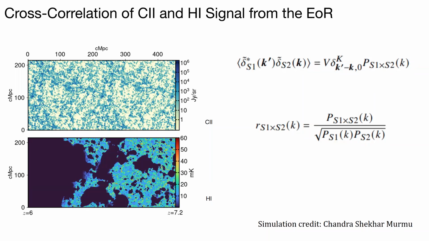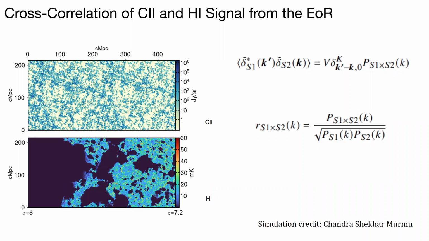Now, once I have that, I need to know the degree of correlation between the signals, right? The cross power spectrum will tell me the cross power between these two signals as a function of k, or wave number, or inverse of length scale. k is equal to 2 pi by L, where L is the length scale that I am trying to probe.